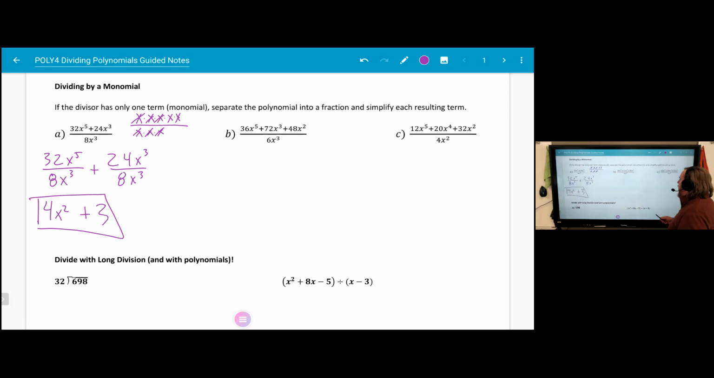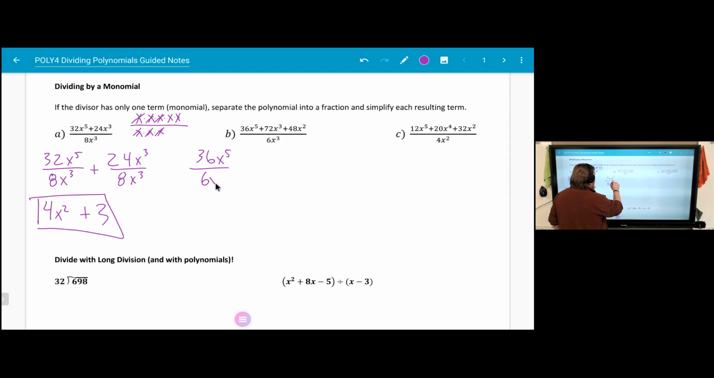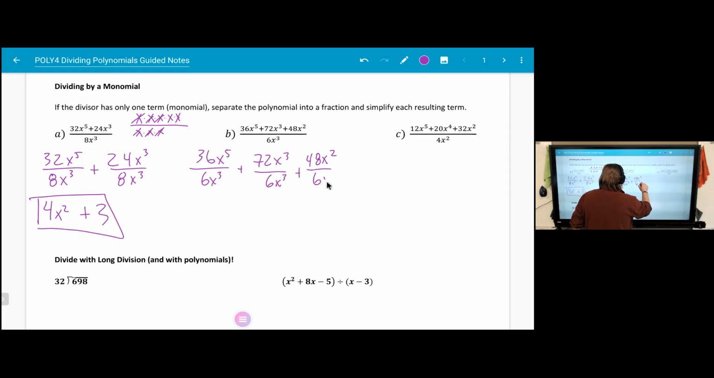Let's look at B. You're going to try C, but let's look at B. I'm going to split this up again. 36x to the 5th divided by 6x cubed plus 72x cubed divided by 6x cubed plus 48x squared divided by 6x cubed. So we just split it up into fractions again.